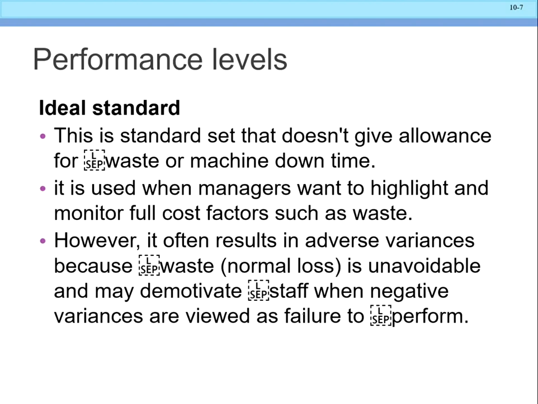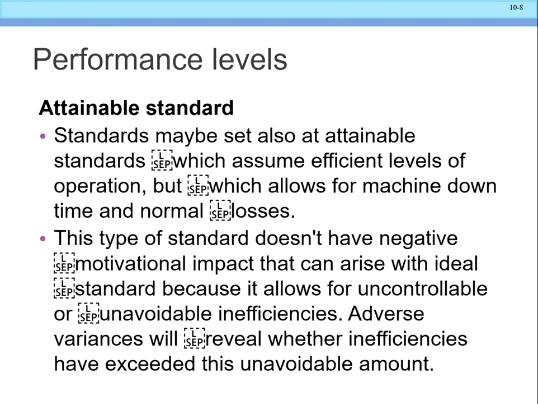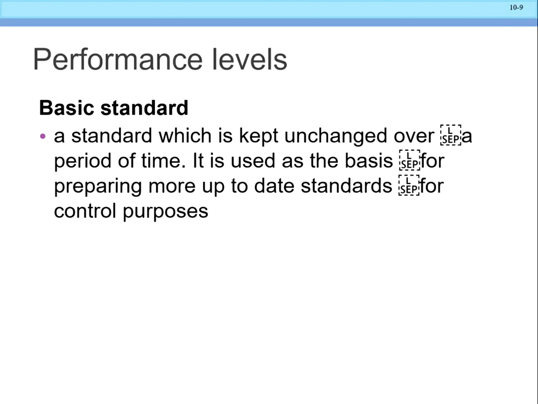And if we use adverse or unfavorable variances to punish the employees, then with ideal standards, employees are always under punishment. That doesn't motivate. Attainable standards do motivate because they allow for anything that is normal that can affect production. Then we have basic standards. These are standards that are kept unchanged for a period of time. We use them as a basis to update our standards as time periods pass.